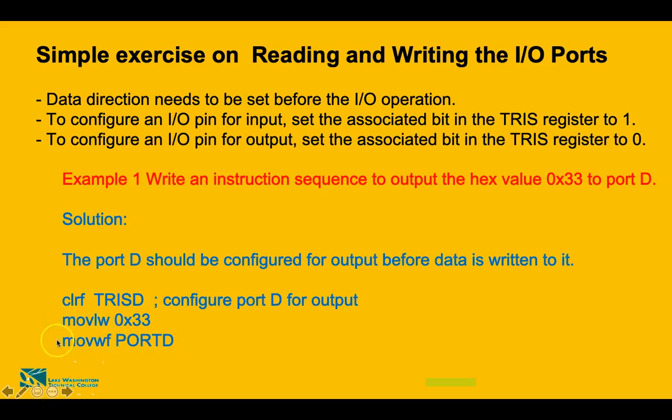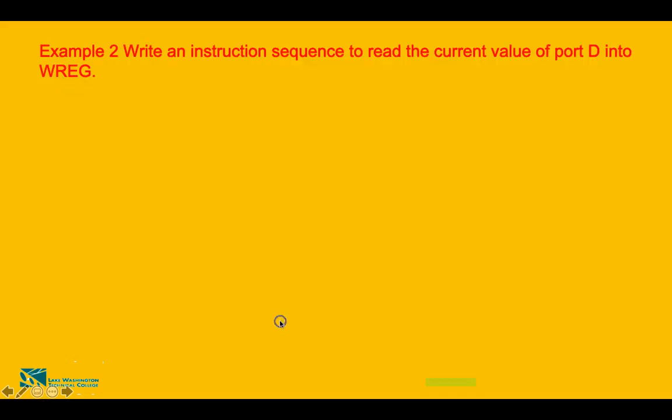So these are the 3 steps if you want to output this hexadecimal value to port D. So these are the steps you will be using. Now we have a few more examples here.